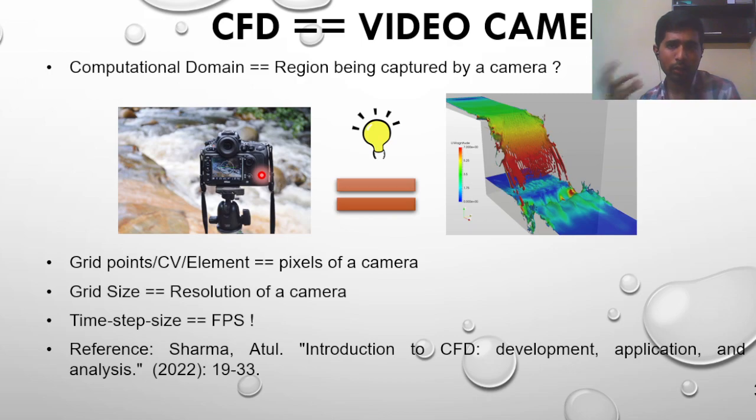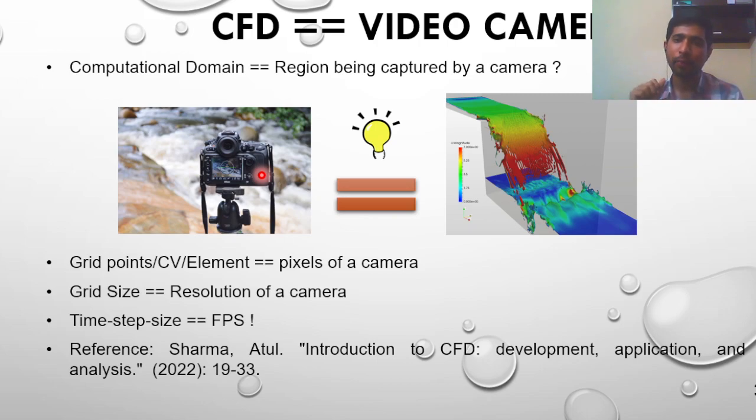The resolution of a camera is nothing but the grid size. Resolution means you say 40 MP, so there are so many pixels, 40 megapixels, so that is the grid size. We usually say the grid size is 100 cross 100, you can call it 10,000 also. That is the resolution of your computational domain, by how many points you have divided it. So if you relate it with a camera, it is the resolution of a camera.